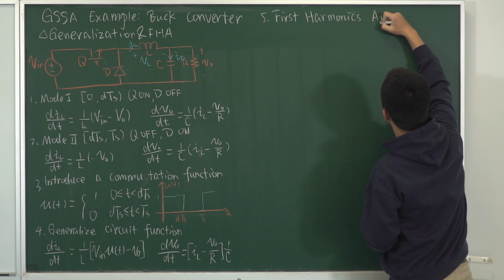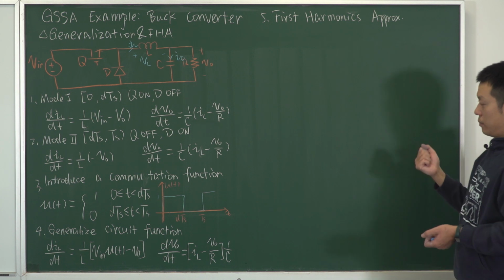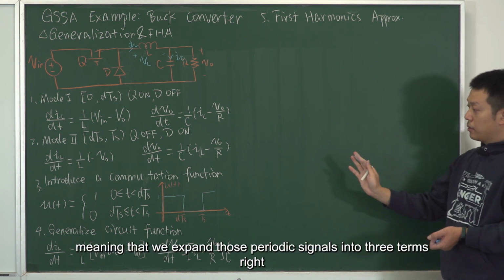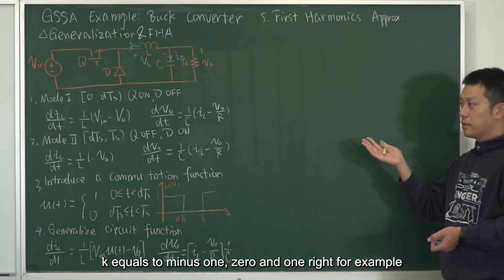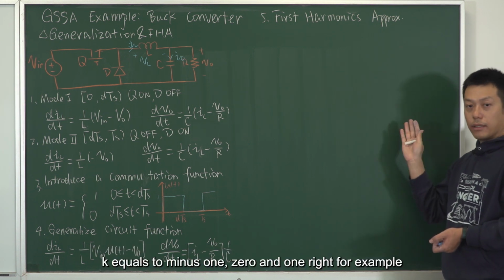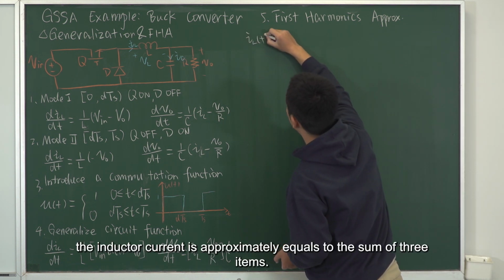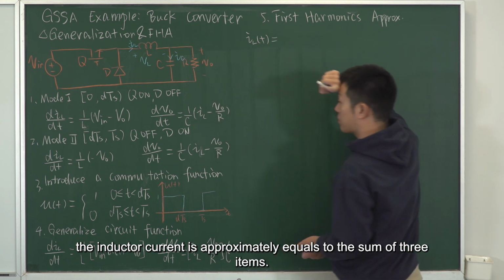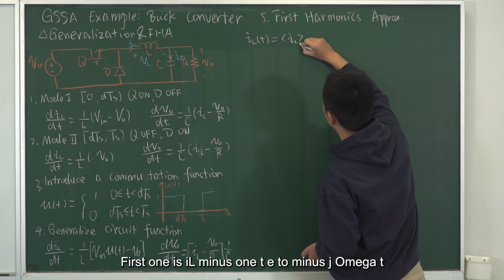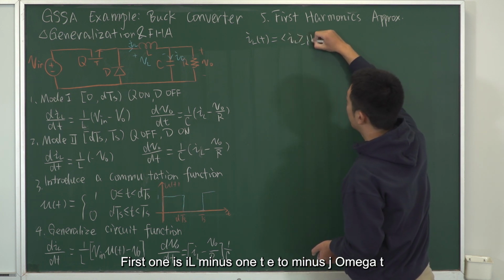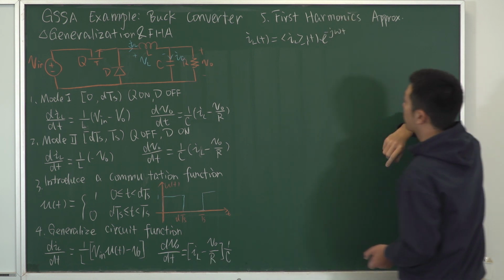Approximation. Meaning that we expand those periodic signals into 3 terms, right? K equals -1, 0, and 1, right? For example, the inductor current is approximately equal to the sum of 3 items. The first one is IL minus 1 t e^(-j omega t).